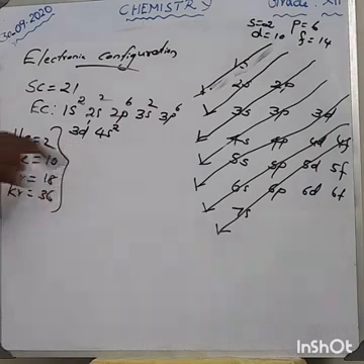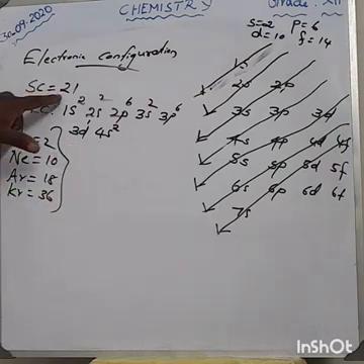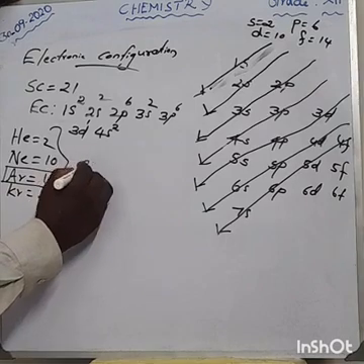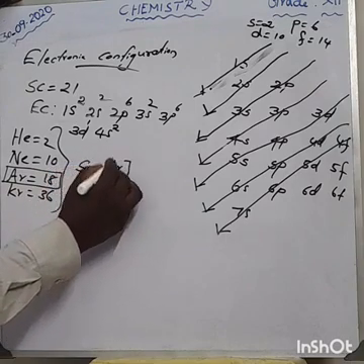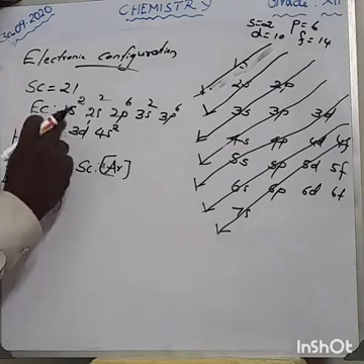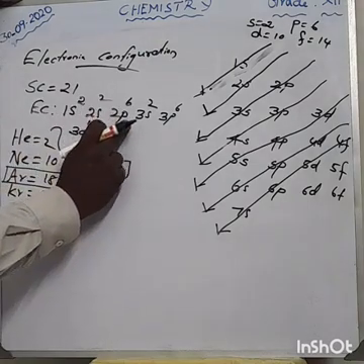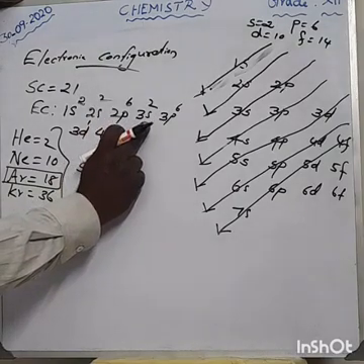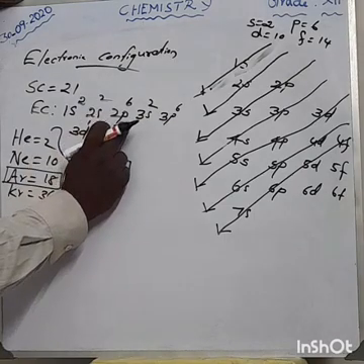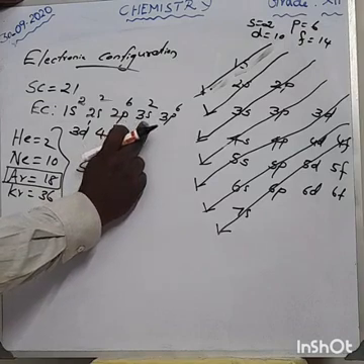Here, which one is the nearest noble gas? The atomic number of scandium is 21. The nearest is 18, which is argon. So we can write argon for scandium. Argon has 18 electrons, meaning 1s2, 2s2, 2p6 is 10, next 2 makes 12, then 6 makes 18.